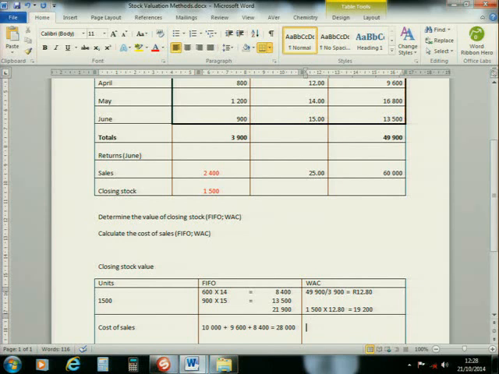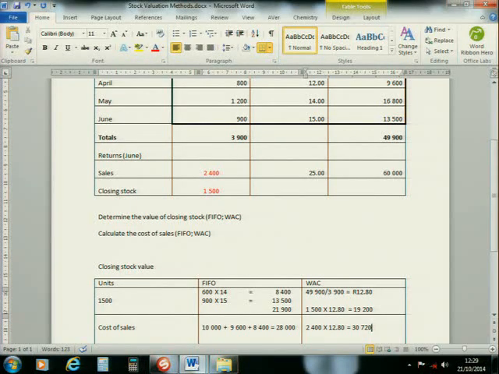the number of units sold, 2,400, times the weighted average of 12.80, straightforward. 2,400 units sold times 12.80, which is 30,720. Weighted average makes life very easy. It's very easy to work with, right? We can play around with this. We can change the number of units sold. We can change the number of units remaining after sales.